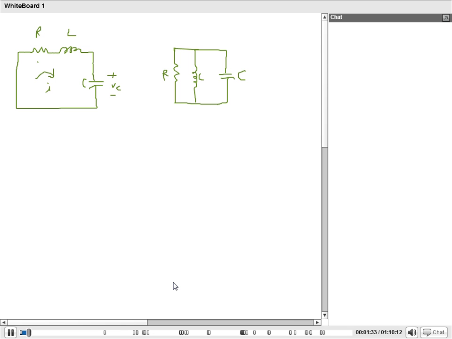This is L, this is L. So here voltages are the same. In the RLC series circuit, the current through all the passive elements is the same. Here the voltages across the passive elements are all the same. So I am naming that V, V is equal to VR is equal to VL is equal to VC, and the currents are different.